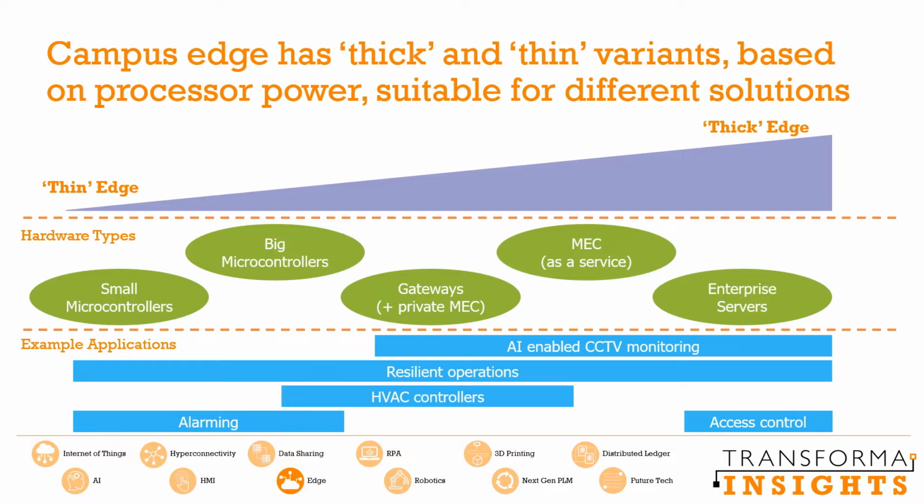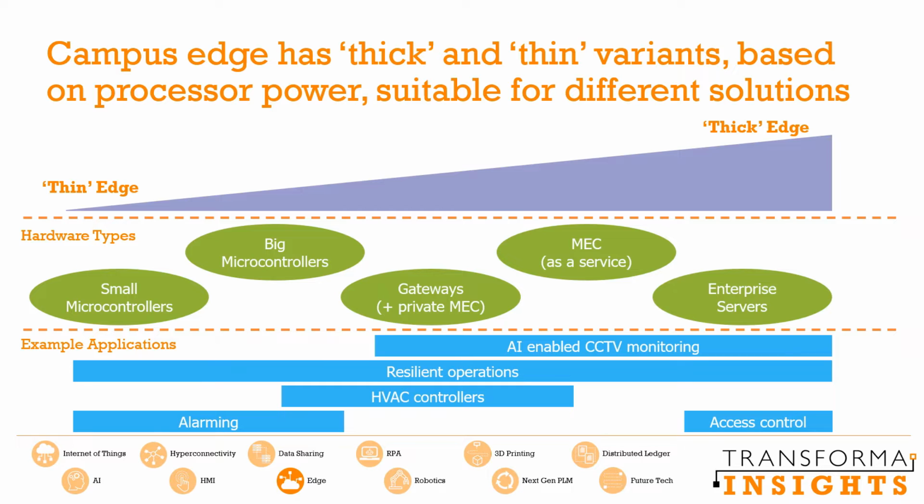So focusing in on that area before we get to cloud, the bit before we get to the data lakes from that previous slide. The campus edge has thick and thin variants based on processor power and suitable for different solutions. So just to unpick that a little bit, not all edge assets are the same. And in a campus context, edge devices can range from small microcontrollers through to powerful enterprise servers. Consequently, there's generally a wide variance of edge asset types within any given campus environment.